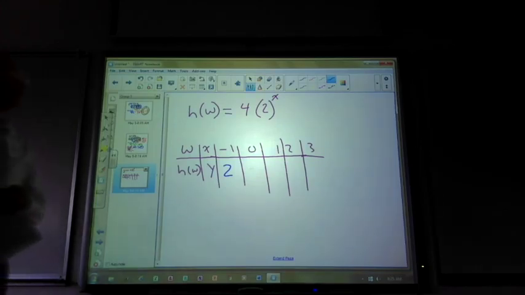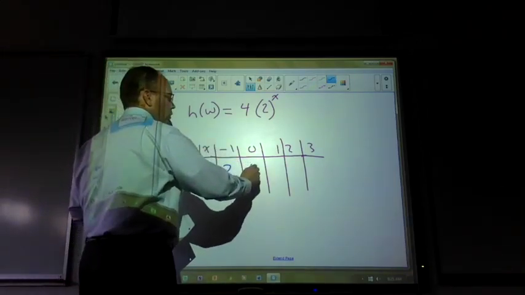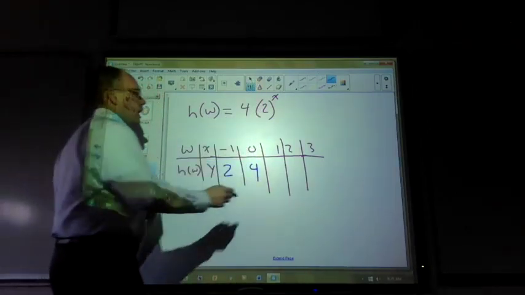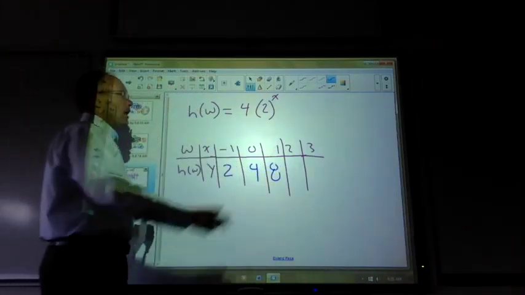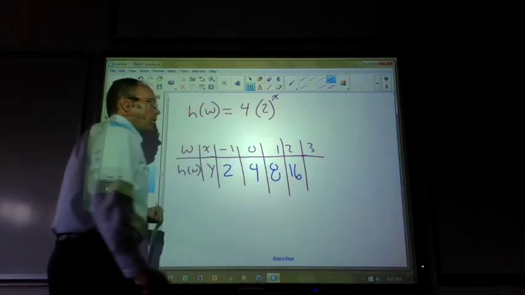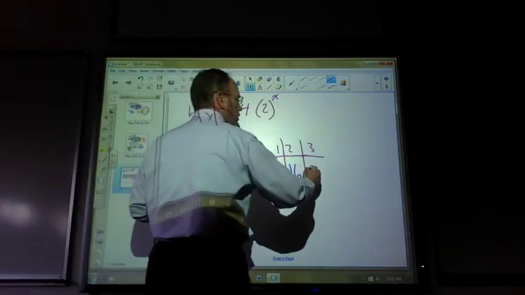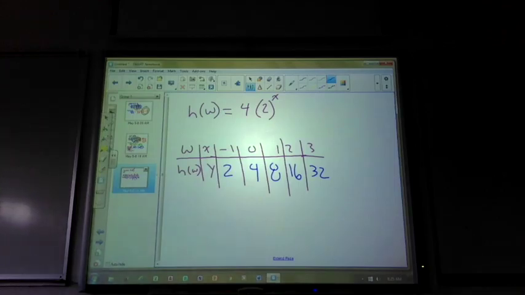Okay. 2 raised to the 0 power. A number raised to the 0 power is 1. 1 times 4 is 4. Plug 1 in. 2 to the first is 2. 2 times 4 is 8. Plug 2 in. 2 to the second is 4. 4 times 4 is 16. Plug 3 in. 2 to the third is 2 times 2 times 2. 2 times 2 times 2 is 8. 8 times 4 is 32. We good so far? Does anyone need me to go back through that chart?